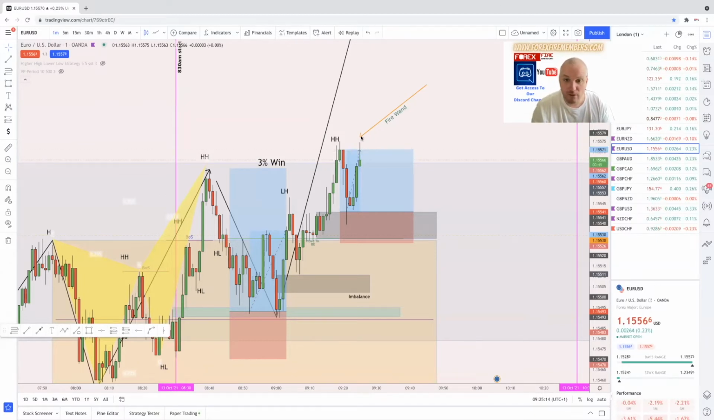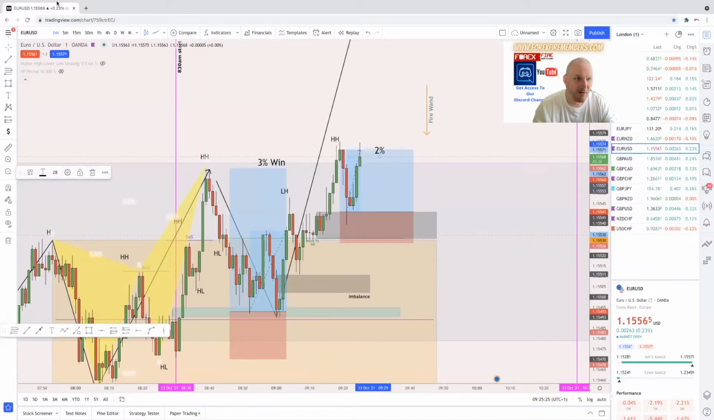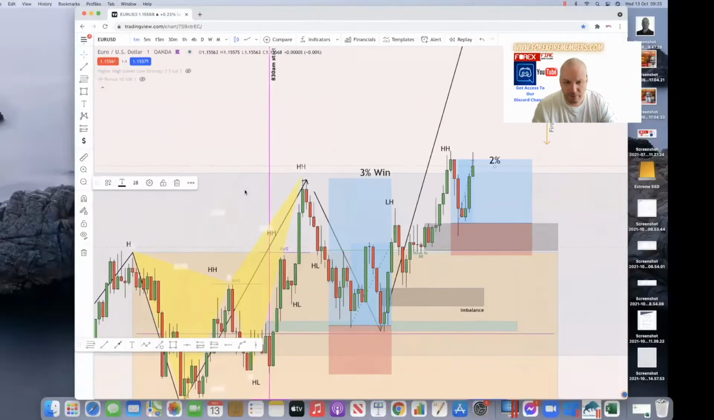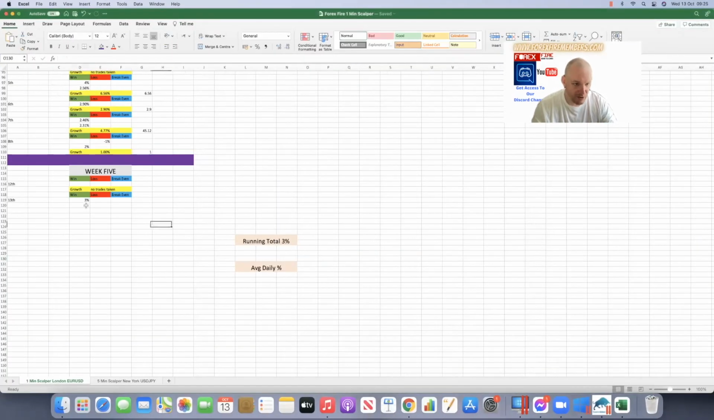Yeah. So there's a 2% win, guys. We're crushing it the day. 2% win. Now, as we move on, this is where it starts getting very, very interesting. Okay. So now we've got a 5% for the day.